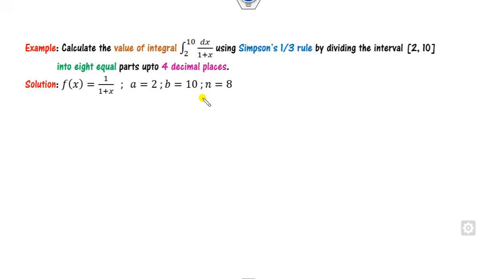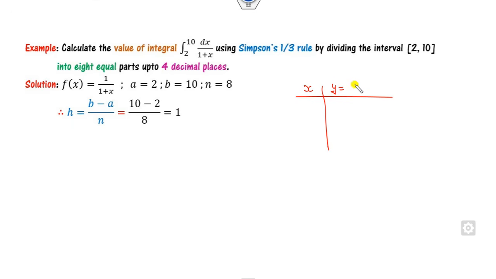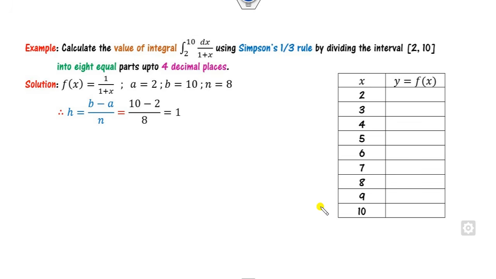Now, what is the value of h? It is (b minus a) over n. So n is 8, and b minus a over n gives h as 1. So we can make a table. Start with x and y equal to f(x). The starting value is 2, the last value is 10, with step size 1. So it's 2, 3, then 4, 5, up to 10.